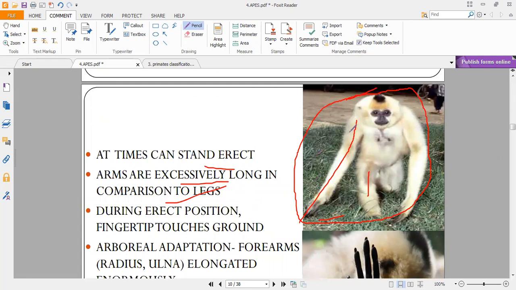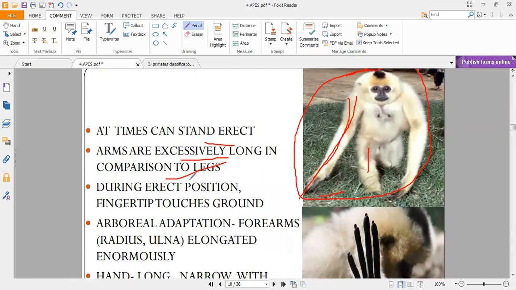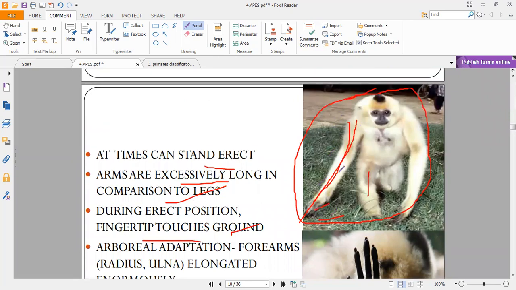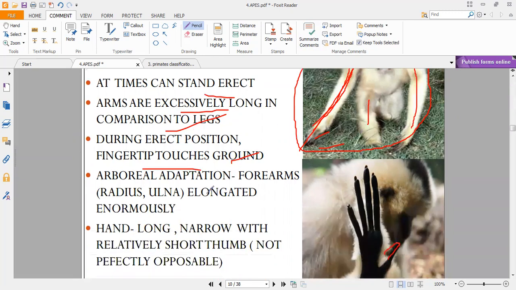This long arm is helpful in the arboreal lifestyle, for swinging from tree to tree, holding the branches. So these long hands are very helpful if they want to live an arboreal life. And during erect positions, we can find the fingertip touches the ground. So the hands are very long compared to their legs. And of course, they have very arboreal adaptations. They live in trees in the forest area.